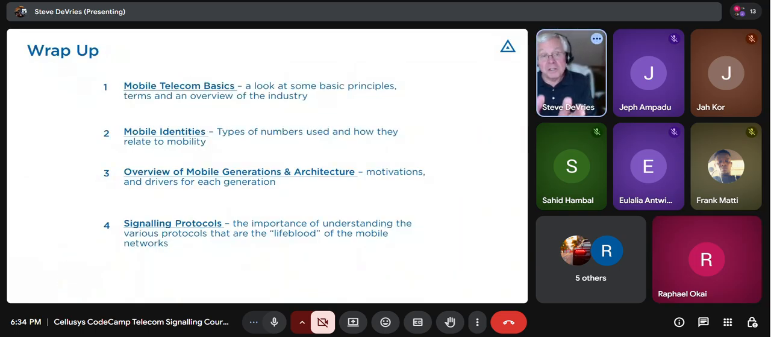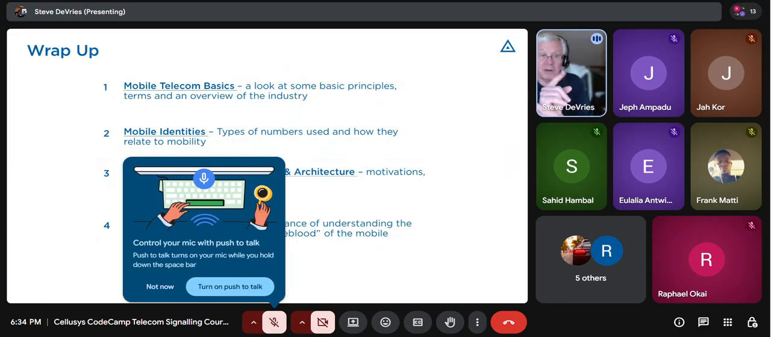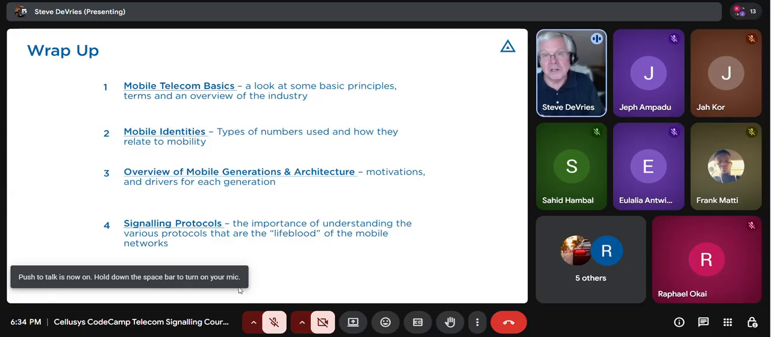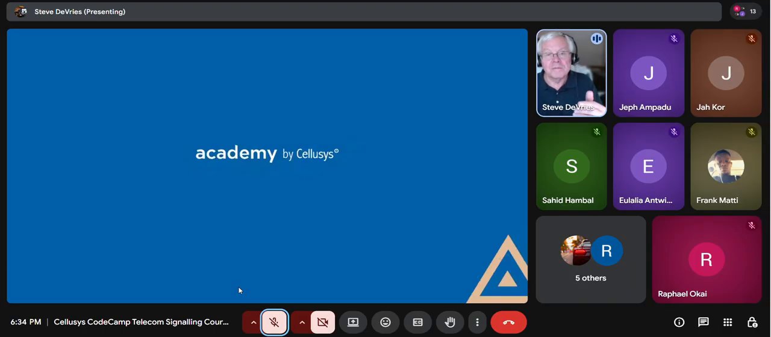And this is what we've done. This is what we talked about on day one. We said we're going to talk about mobile telecom basics. We're going to look at mobile identities. We're going to look at the different generations, and we're going to introduce some of these different signaling. And that's that.